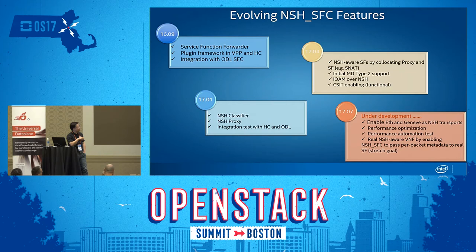And we are working on the 17.07 release. Basically, instead of supporting VXLAN GPE as the only transport of NSH, we're going to enable other transports like Ethernet. I'm going to talk about why we need it in the following slide. And also Geneve, which is the IETF official next generation tunneling protocol. And some performance optimization and integration work will be done in this release.